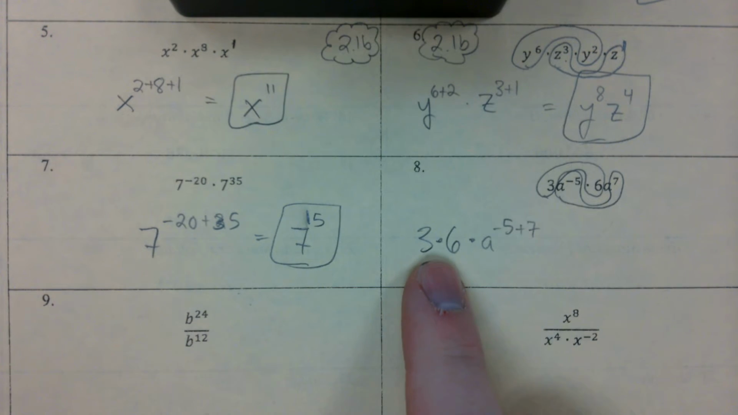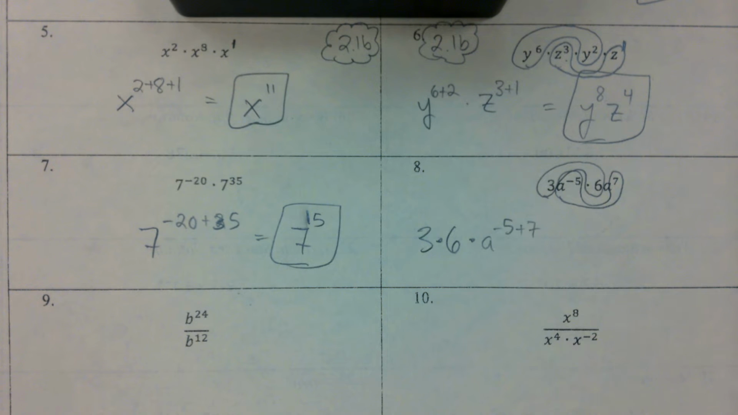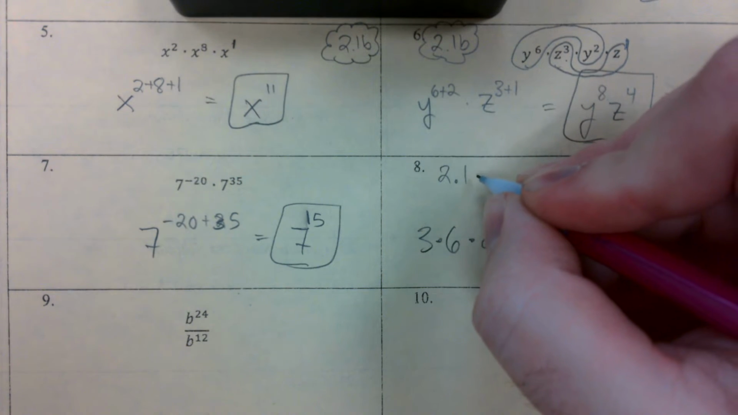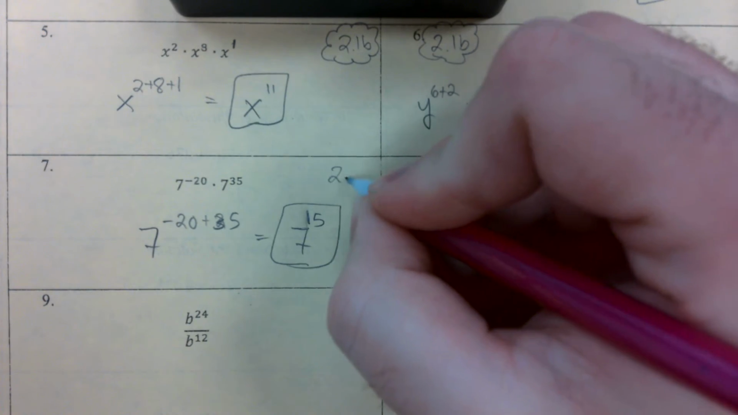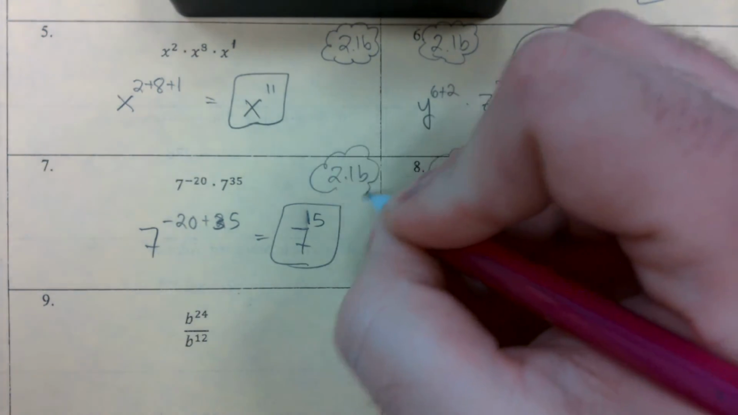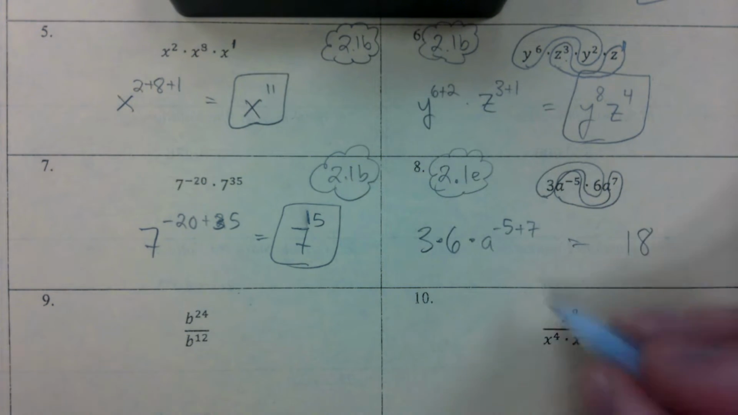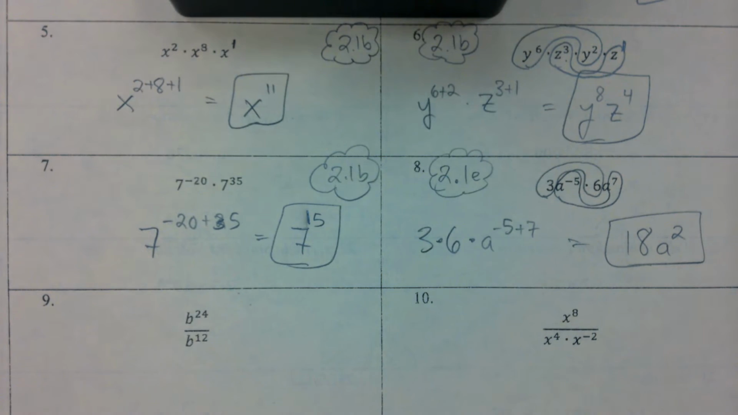3 times 6 out in front. That's going to be our new coefficient. Times a to the negative 5 plus 7. Product rule. And this is 2.1e. No. Yes. 2.1e power of a product. This one was 2.1b. So 3 times 6 gives us 18. Negative 5 plus 7 gives us 2. 18a to the 2nd is our answer.